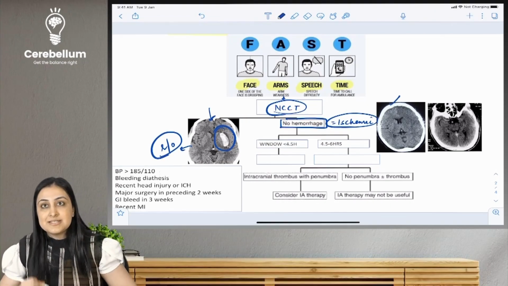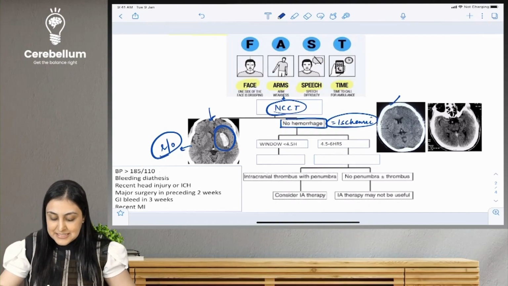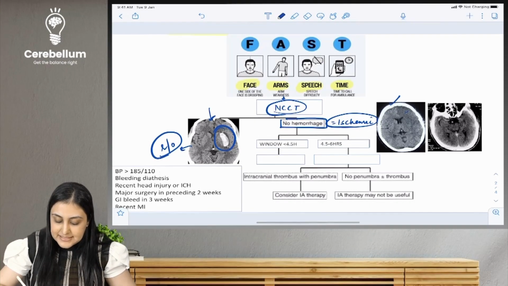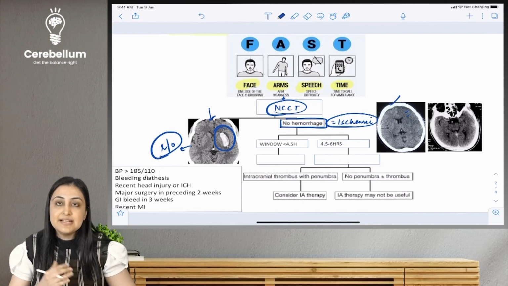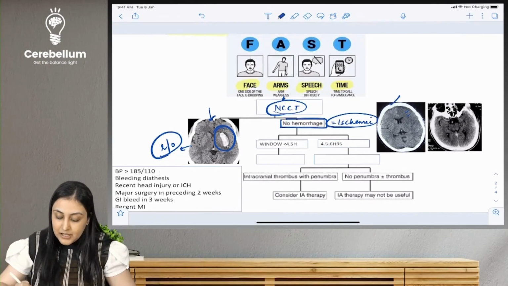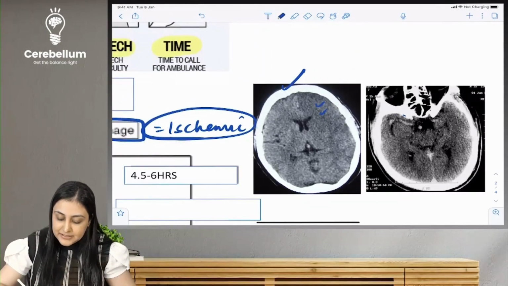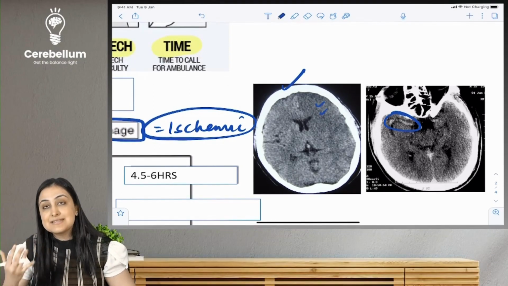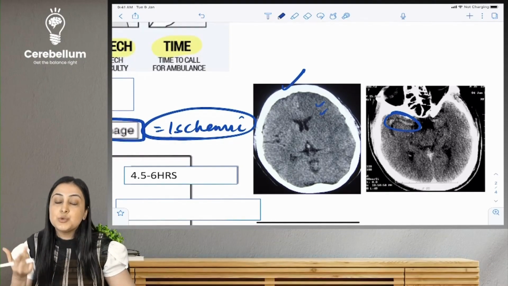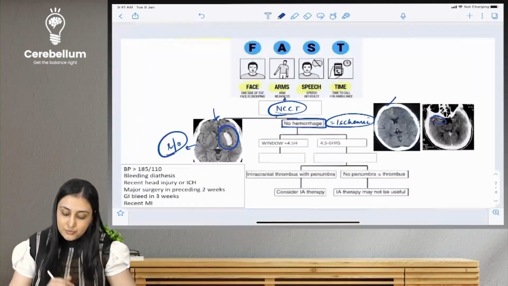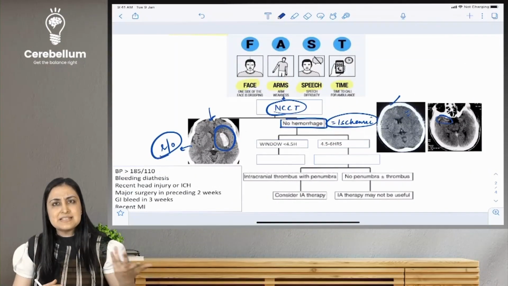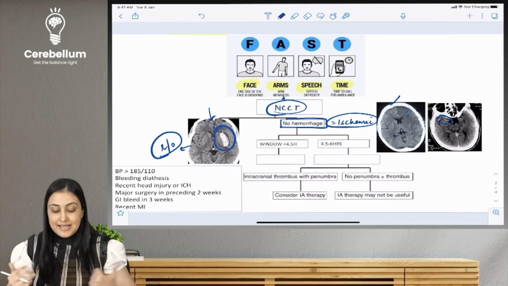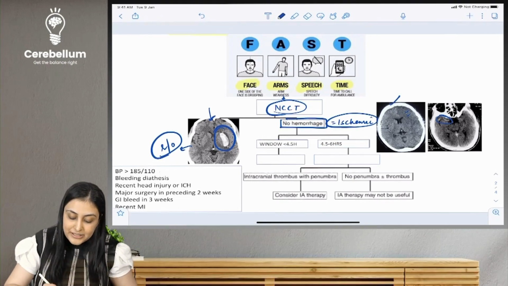So what are the signs that you may see on CT? On CT, I might see this subtle hypodensity, which is representative of the edema, or this specific sign wherein the MCA appears white, which is called the dense MCA sign, which is suggestive of an acute thrombus in the MCA. So you may or may not be given these findings. They might just tell you CT is normal. If CT is normal, it means there is no hemorrhage.